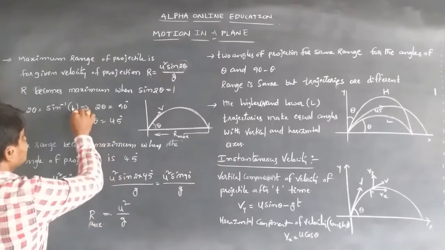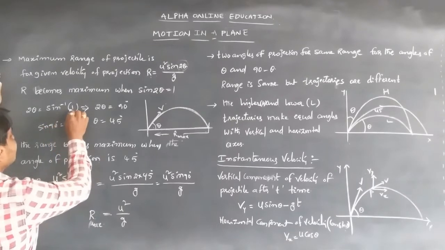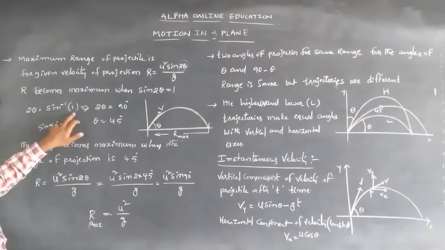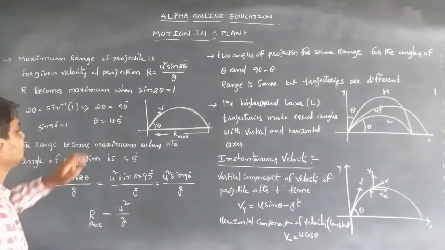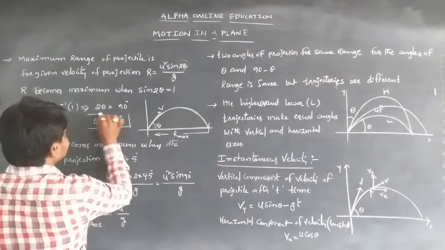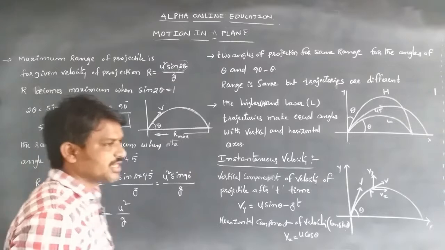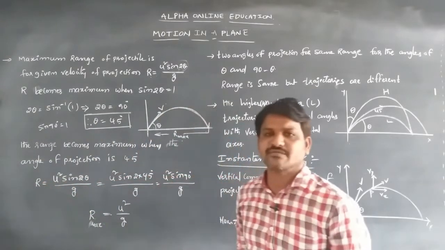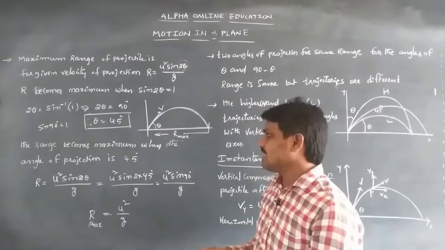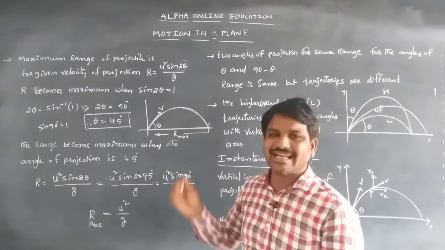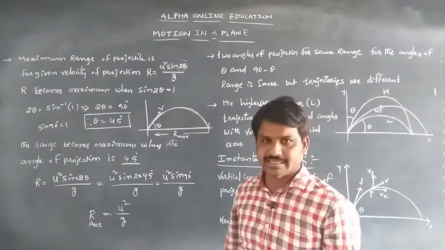We know that sin 90 degrees is equal to 1. So taking the sin inverse of sin 90, we get 2 theta is equal to 90 degrees, and from that equation theta is equal to 45 degrees. If the body is projected at 45 degrees, then only the range will be maximum for that velocity. The range becomes maximum when the angle of projection theta is equal to 45 degrees.